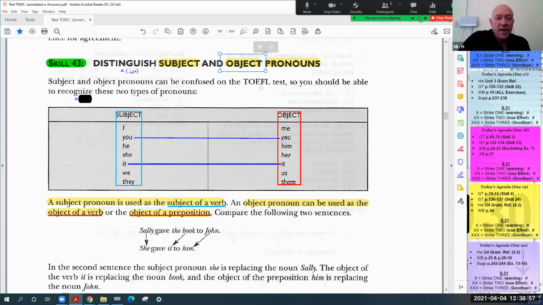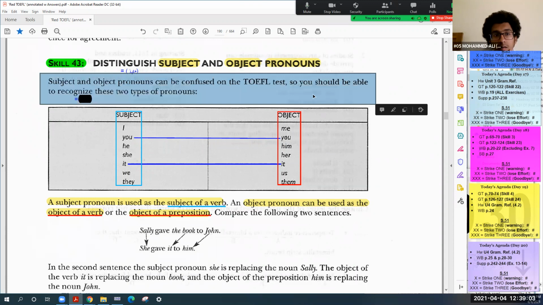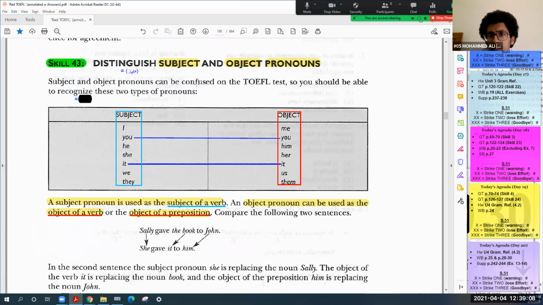Muhammad Ali, can you read this? Subject and object pronouns can be confused on the TOEFL test. So you should be able to recognize these two types of pronouns. Now, recognize, I think, is very similar to distinguish, right? When you recognize it, you know the difference. You see and know, you recognize, okay?